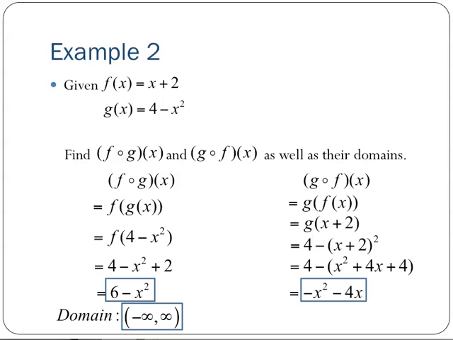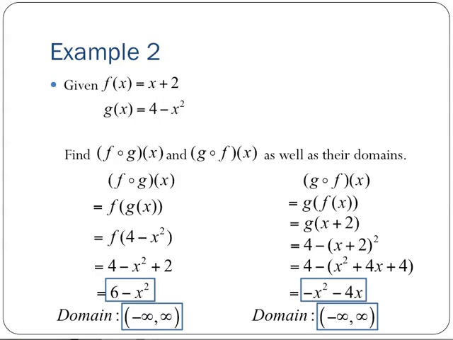And then again, for the domain, you are checking the resulting function, negative x squared minus 4x. Looks like there are no restrictions there. And then you are checking the inner function, which is f of x. So x plus 2, were there any restrictions there? No. So the domain here, combine those two, and the domain is going to be negative infinity to infinity.